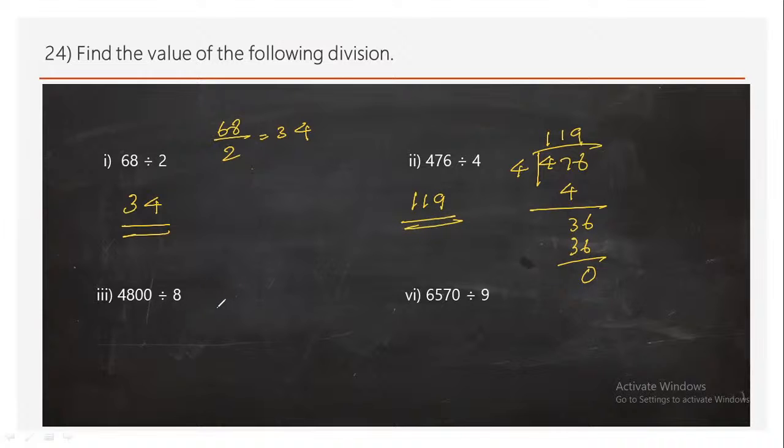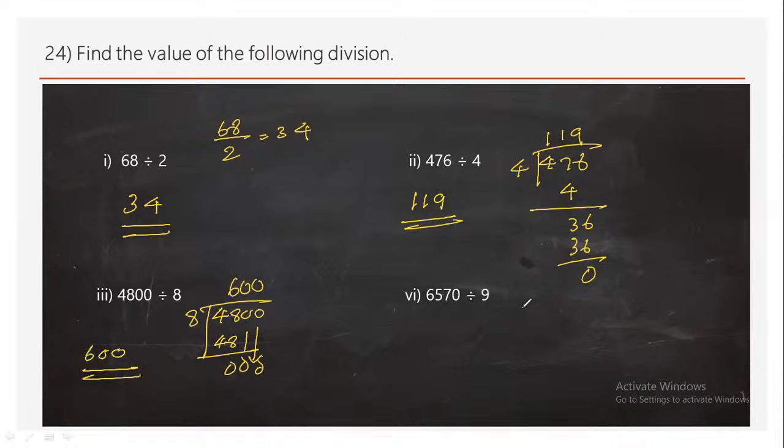4,800 divided by 8. 48, how many 8s are there? 6. 6 times 8, 48. Then 0 don't have. Borrow this 0 also don't have. Then what is the answer? 600.